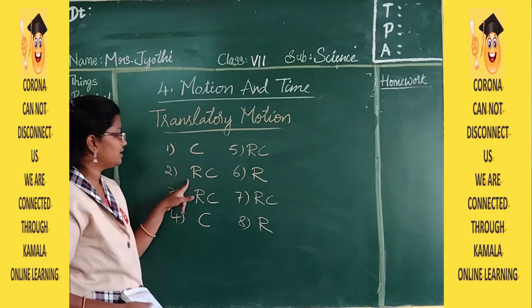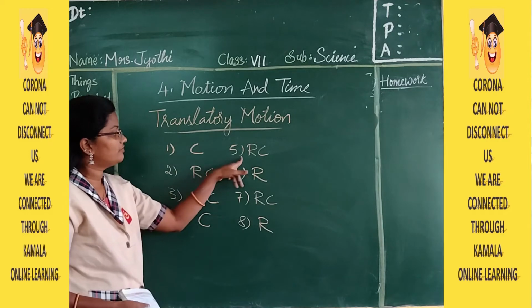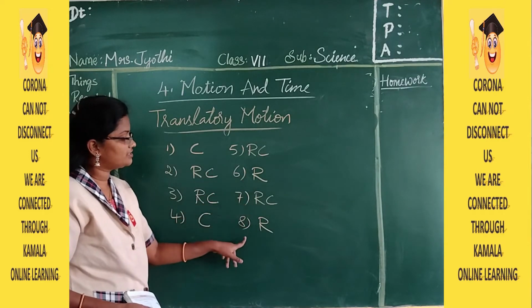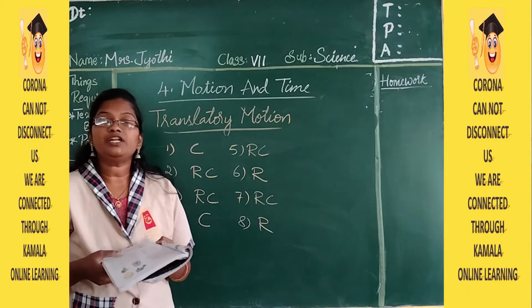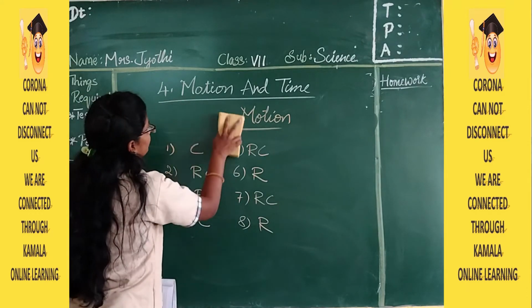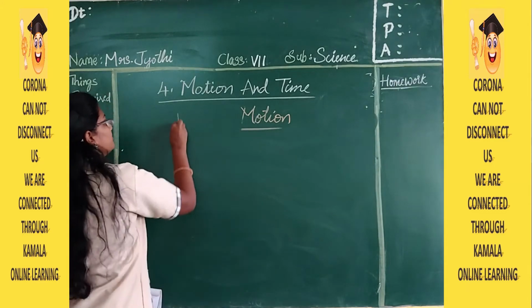First one is C, then second and third one RC, then fourth one is C, fifth one is RC, sixth one is R, then seventh one is RC and eighth one is R. Then rotatory motion. So with this we have completed translatory motion. Then rotatory motion.